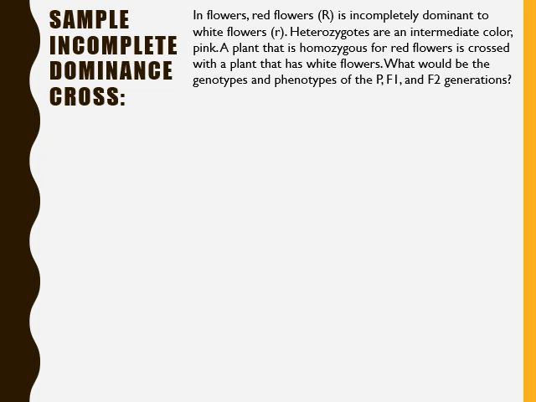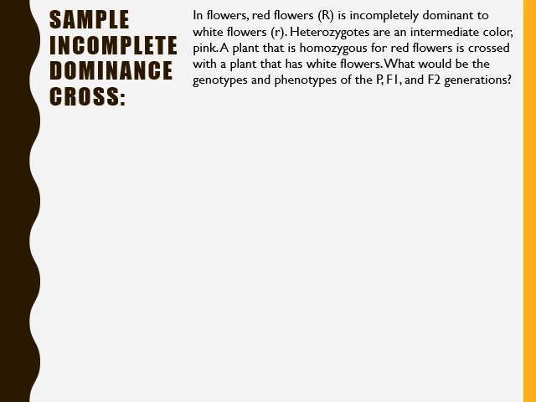We can do a simple intermediate inheritance problem, or incomplete dominance problem, by thinking about those red and white flowers we just talked about. We're going to say in flowers, red flowers are incompletely dominant to white. Heterozygotes create an intermediate color that's pink. A plant that's homozygous for red flowers is crossed with a plant that has white flowers. What would be the genotypes and phenotypes of the P, F1, and F2 generations? So tell me all about these plants.